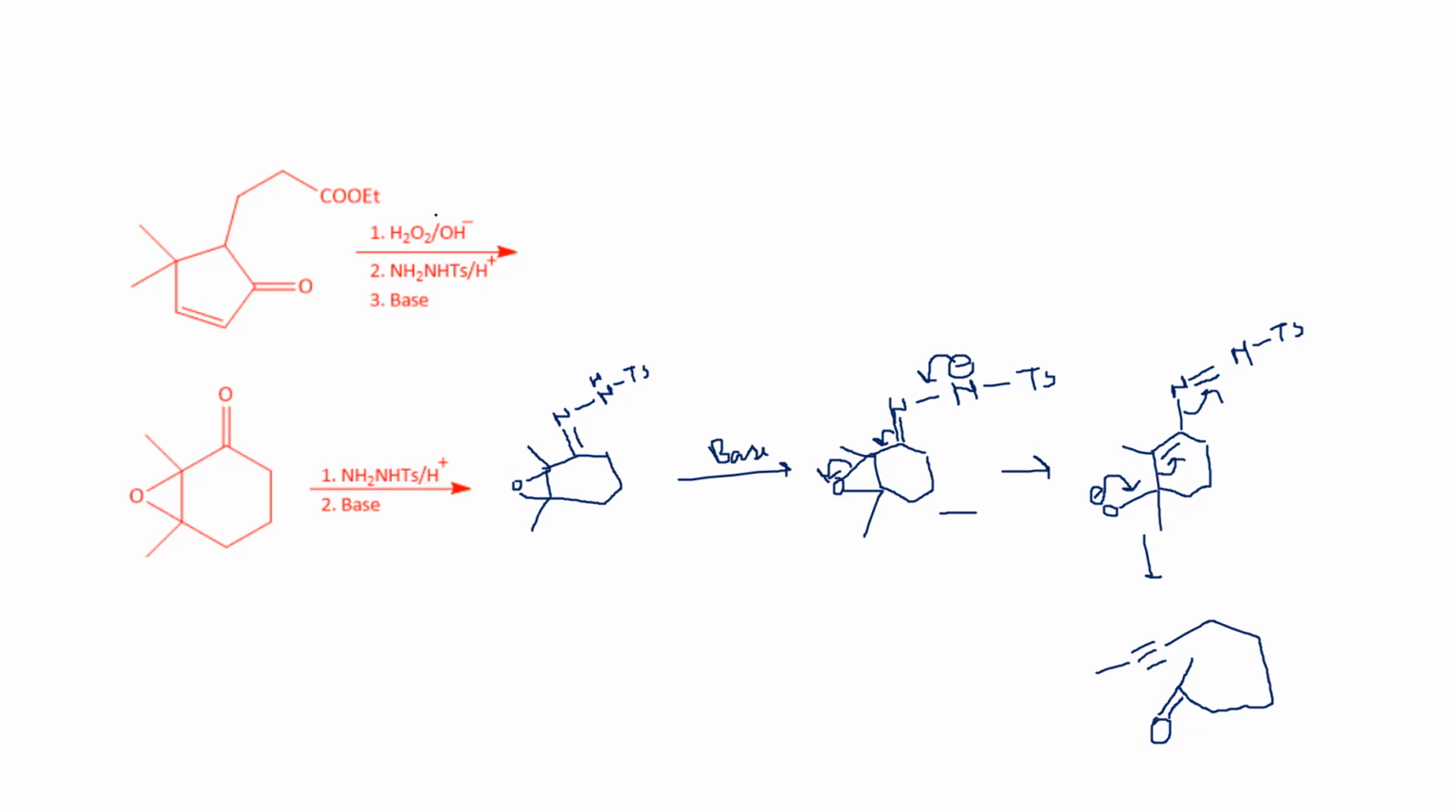mCPBA performs epoxidation of an electron rich double bond, and if there is an electron deficient double bond, to perform this epoxidation we add H2O2. So whenever there is an electron withdrawing double bond or electron deficient double bond and you add H2O2 OH minus, what happens? It will perform epoxidation of this double bond. So we will get the epoxidation of this double bond.